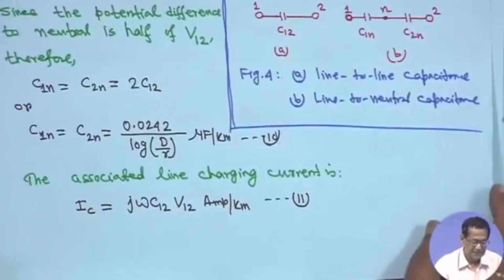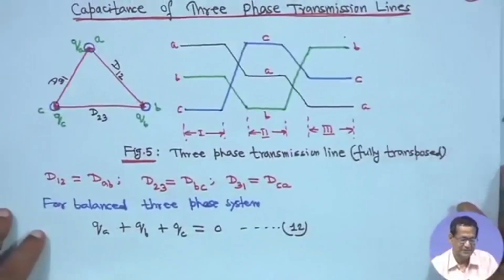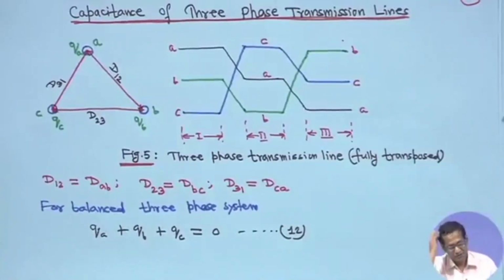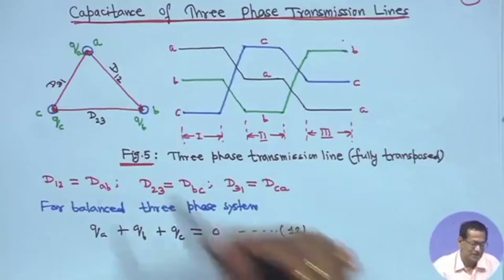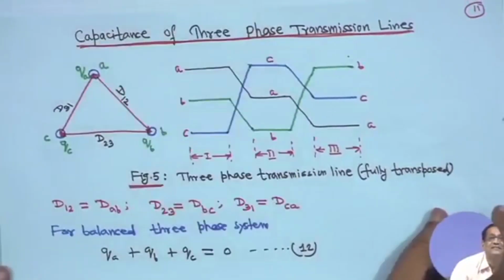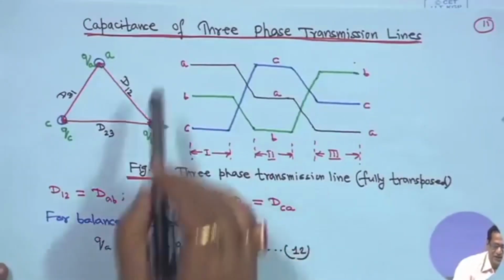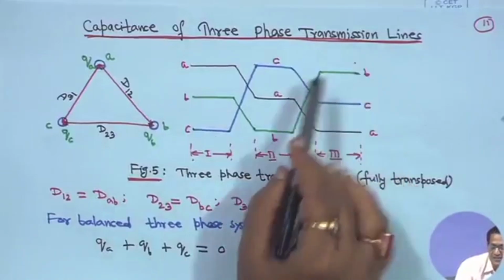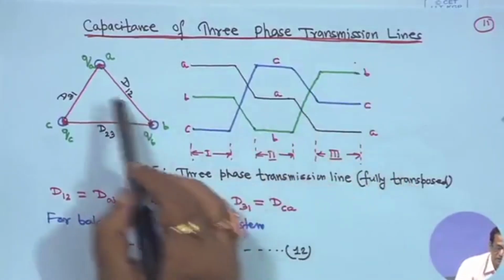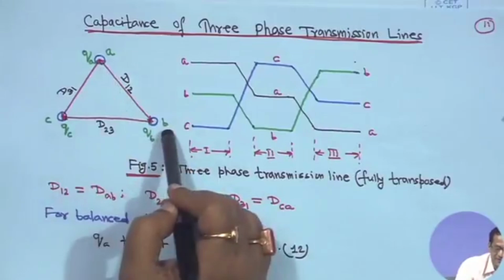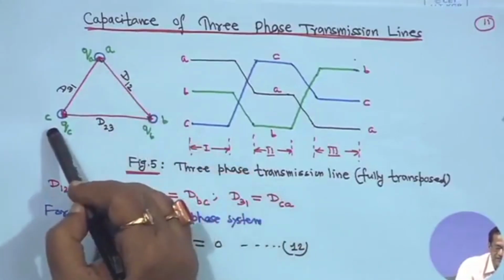Therefore, this is your general thing. Next is capacitance of a 3-phase transmission line. For transposition there is no need to explain here, because for the inductance case we have already explained the transposition of a transmission line. So you assume your 3-phase transmission line, and this is the capacitance of a 3-phase transmission line where the lines are transposed. So this is phase A, phase B, phase C.